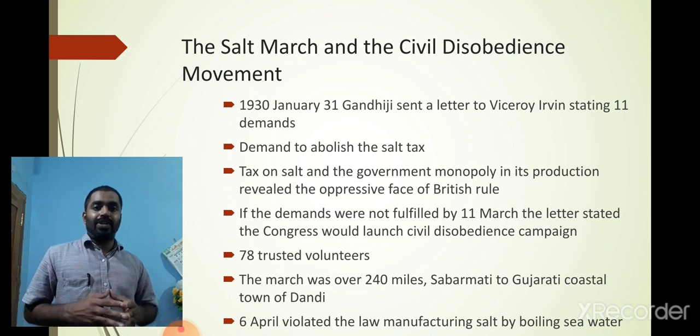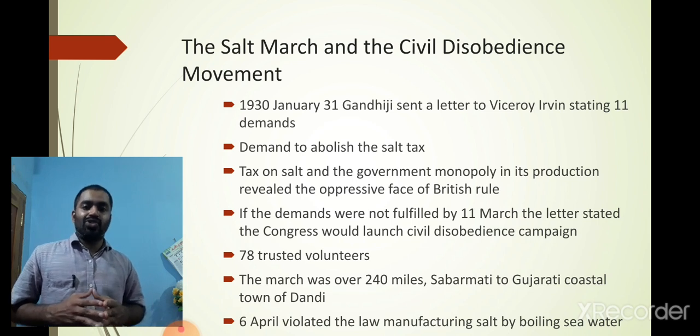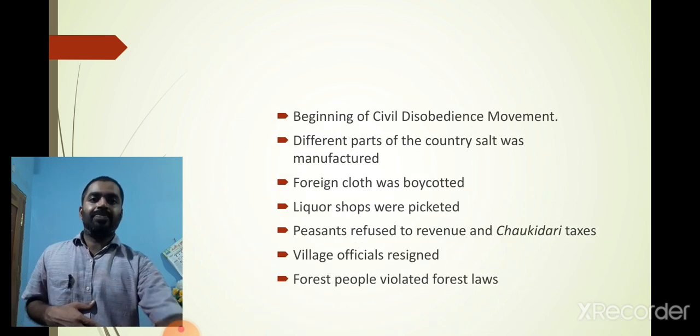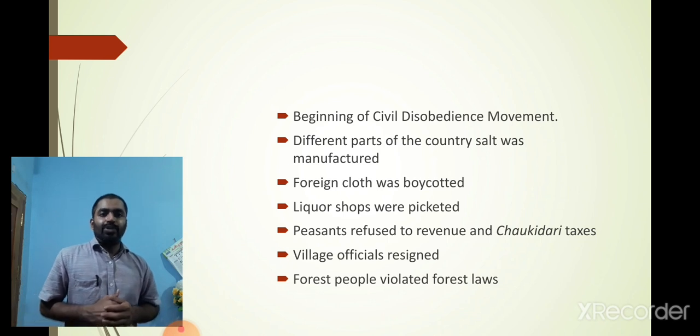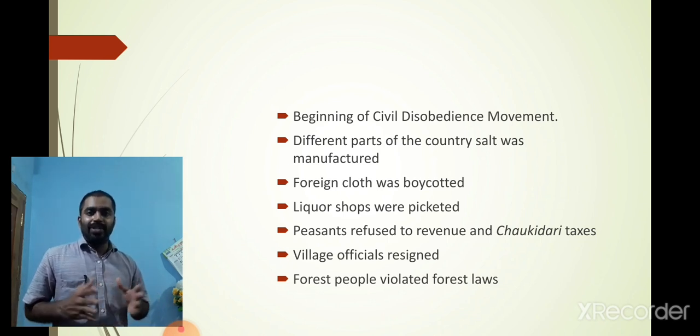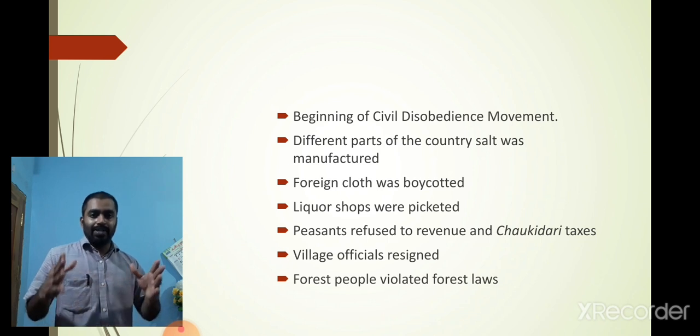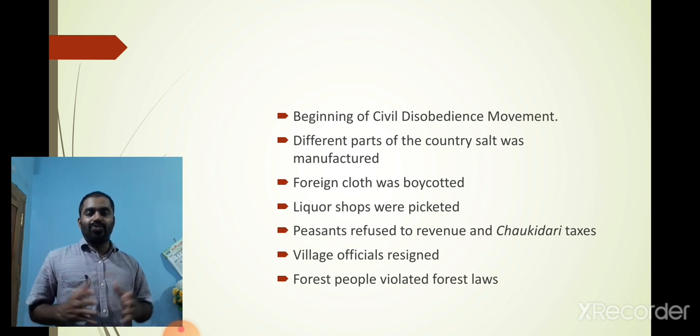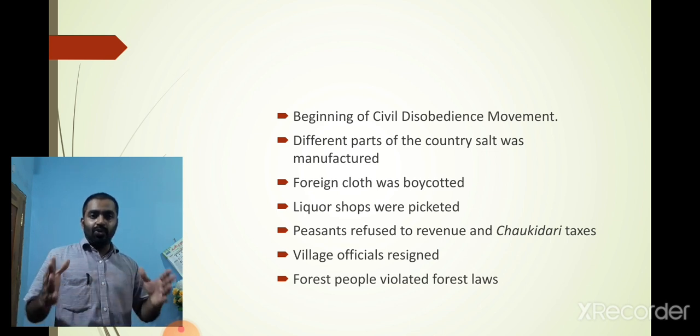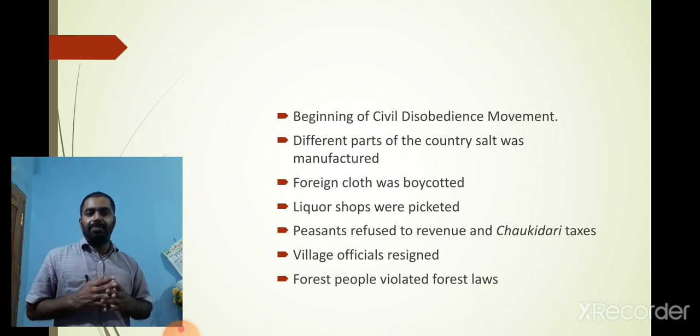On 6th April, they violated the law by manufacturing salt by boiling seawater. This was the beginning of the civil disobedience movement. As a result, salt was manufactured in different parts of the country. Foreign cloth was boycotted. Liquor shops were picketed.